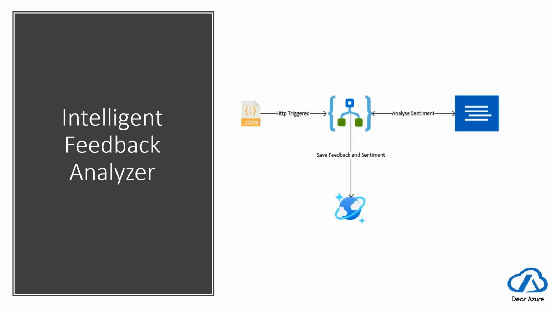There is a logic app which is triggered on, basically it's an HTTP triggered logic app wherein you pass the JSON message. Whatever details we get in the JSON, it reads the feedback and passes it on to the Text Analytics API. The Text Analytics API detects the sentiment and gives us a score between 0 and 1, showing the degree of positivity or negativity. So the higher the value, the more positive the message, and vice versa.